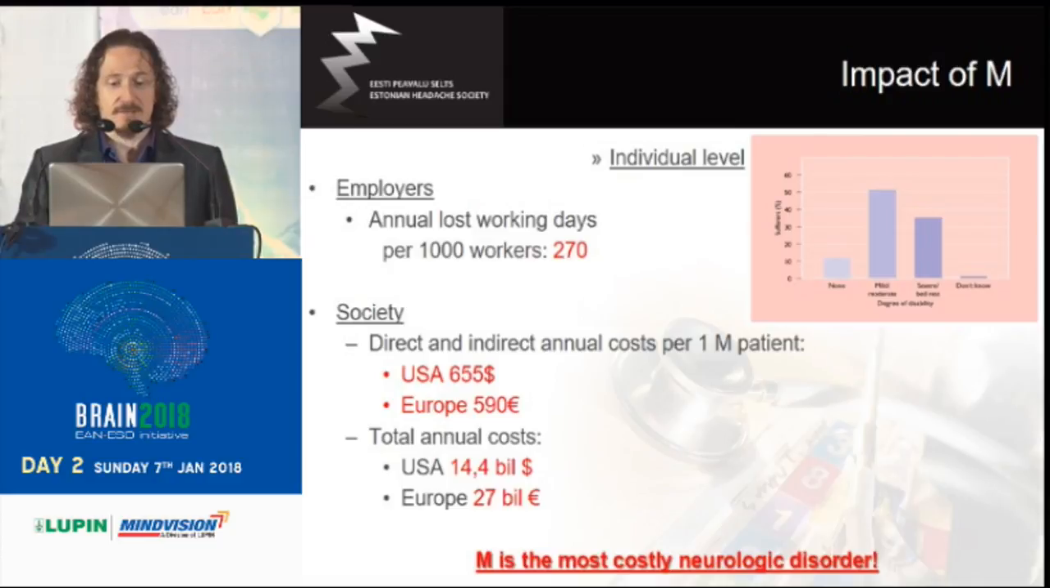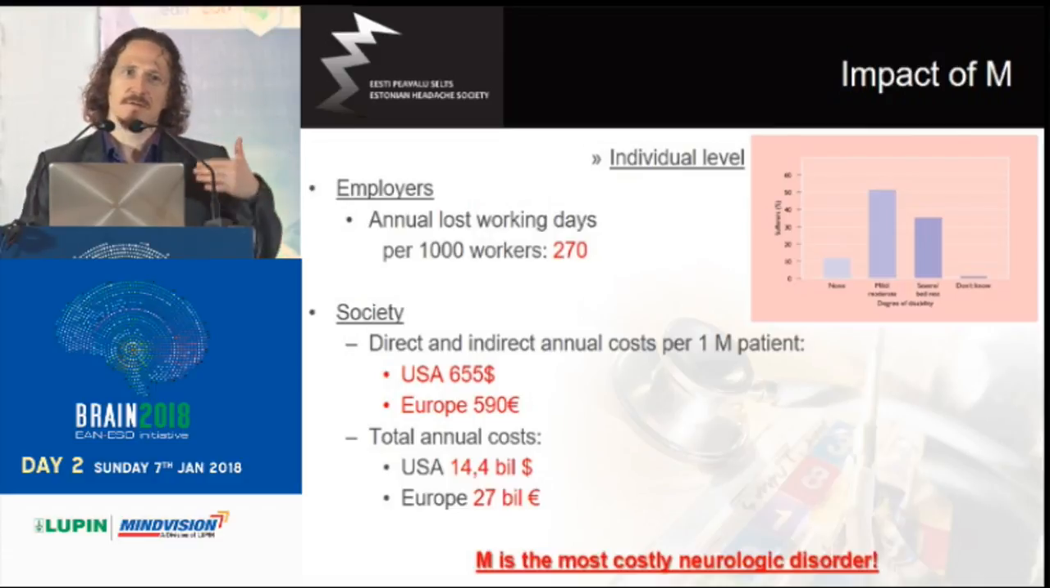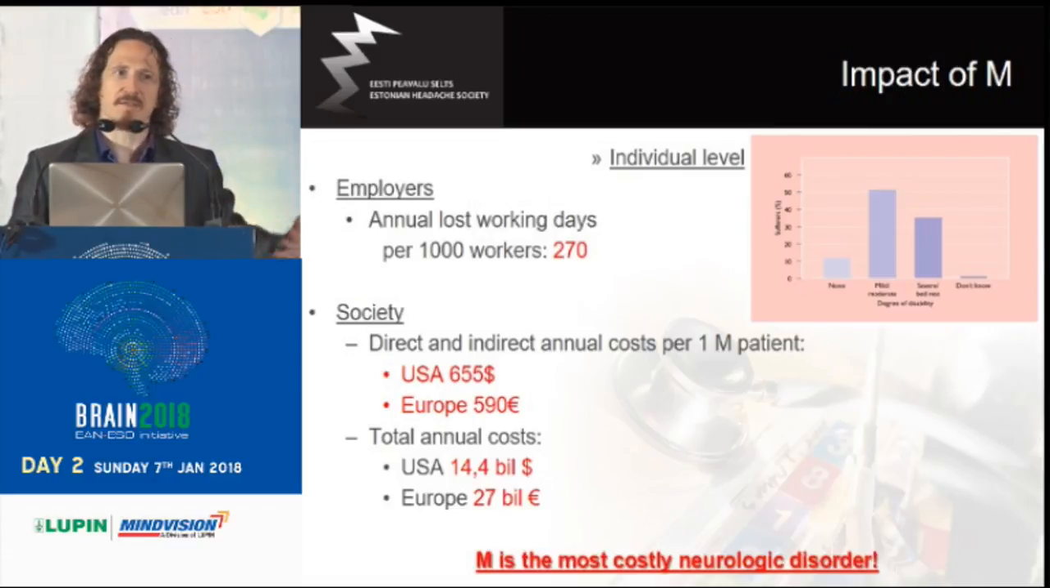And to society, there are some data, and we can compare USA and Europe data. For instance, total annual costs in Europe is 27 billion euros for migraine. Imagine if we can, in part, save some of the money and let's say use it for scientific research or reimbursement of medications. So this is quite considerable.